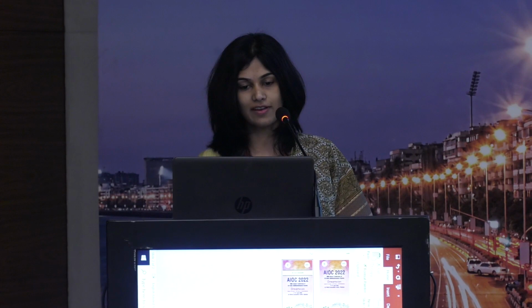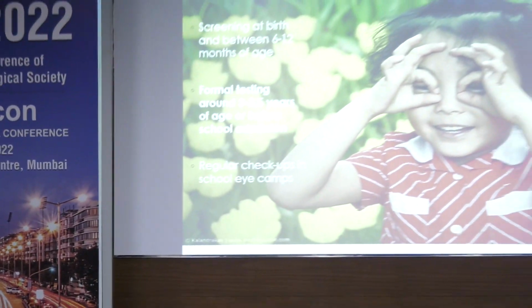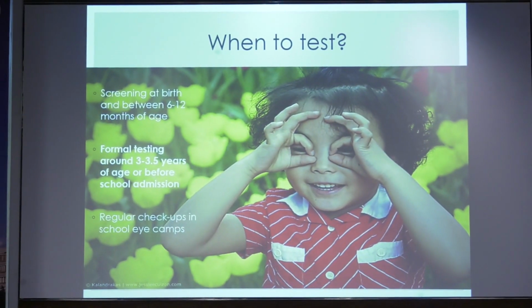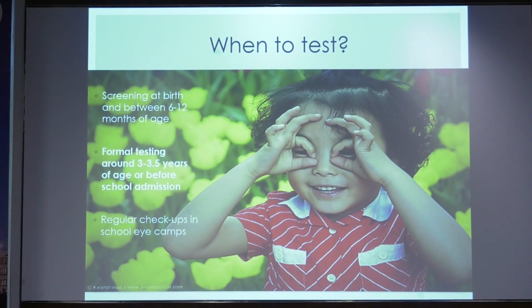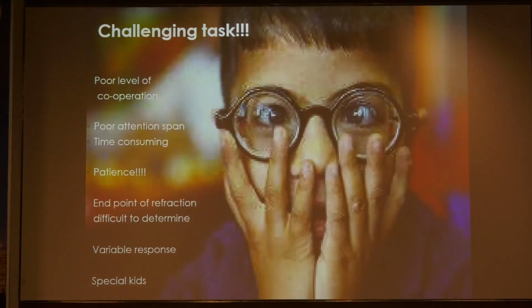Good morning, everybody. I will be speaking about evaluating a preschool child's eye and estimating her vision. The purpose is to get baseline information, identify children with eye problems and vision abnormalities, and also risk factors. So when do we check a preschool child? Formal testing should be done around 3 to 3.5 years of age or before school admission. Following this, if everything is all right, annual school camps are sufficient.